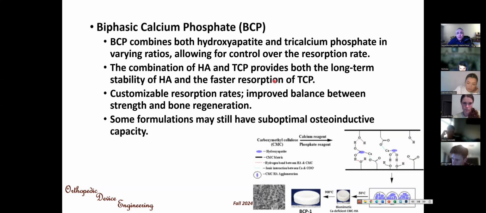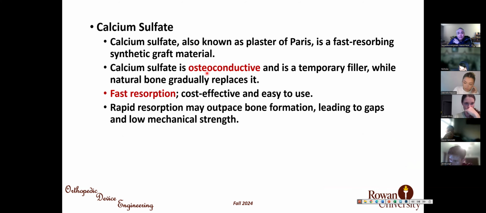Biphasic calcium phosphate is a combination of TCP and HA. And the good thing is, by changing the ratio between HA and TCP, we can change the mechanical property as we want, or the resorption rate as we want. And in this way, we can have the most appropriate bone substitute that we need.